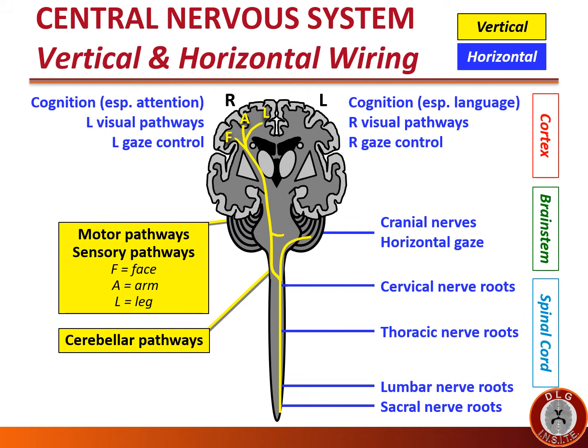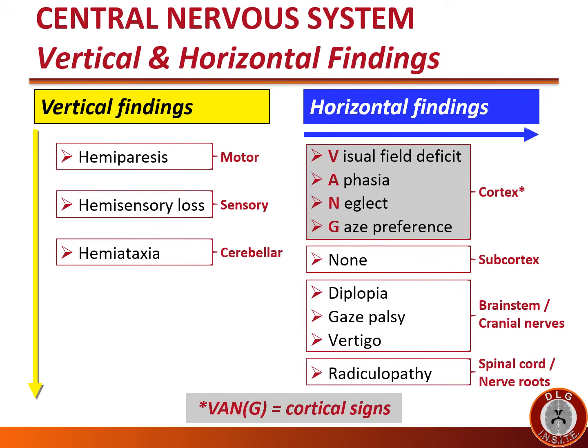Here is a look at the complete map with horizontal and vertical wiring, as it were, in the central nervous system. This slide shows the vertical and horizontal findings for lesions in the central nervous system. The vertical findings involve the long tracts.